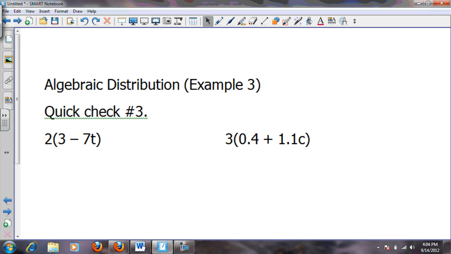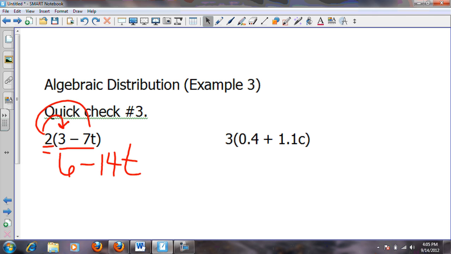Let's look at the algebraic distribution. Look at example 3. Notice how they simplified the expression 2 times the quantity 5x plus 3. Let's try that same strategy in 2 times the quantity 3 minus 7t. I'm going to distribute the 2. The 2 is the distributor. 2 times 3 is 6 minus 2 times 7t is 14t.